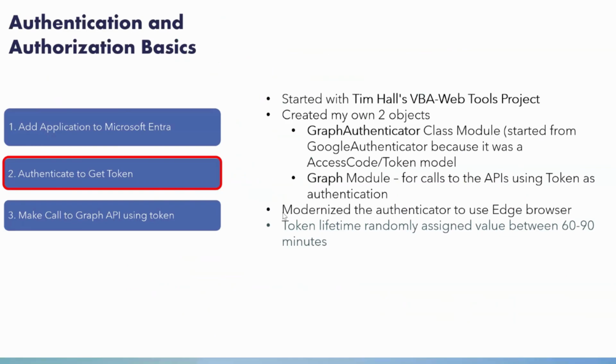And then we're going to authenticate to get a token. A token lifetime is randomly assigned when you get it. It lasts about 60 to 90 minutes. And there's code in these API calls so that if you get a message back that says your token's expired, it goes out and requests the token for you again. I do have that code in the module, not the class module, to go back and get the new tokens if they expire.